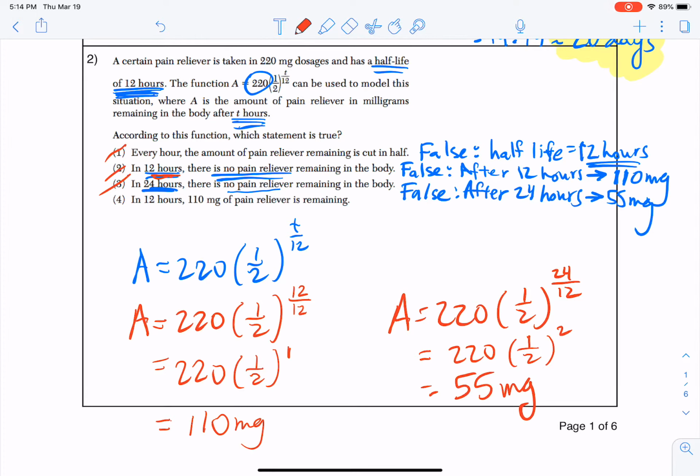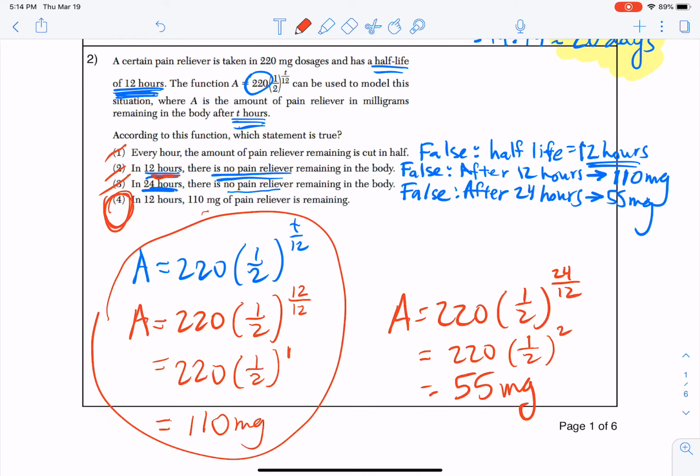Okay, that leaves us with option 4. In 12 hours, 110 milligrams of pain reliever is remaining. That is correct. And we proved it here. We also reasoned it out here. So that concludes the first video for today's lesson. In the next video, we'll take a look at the examples.